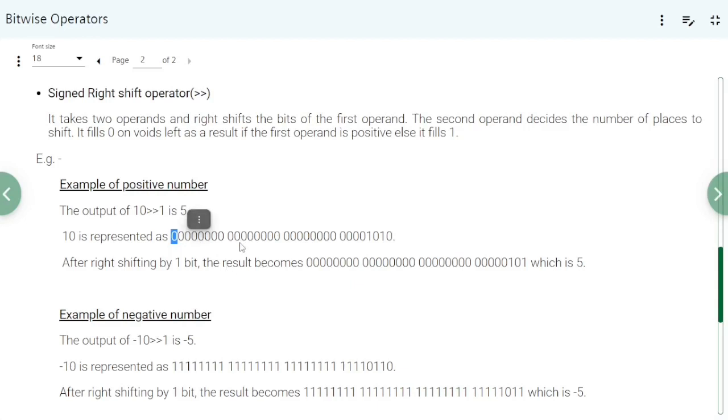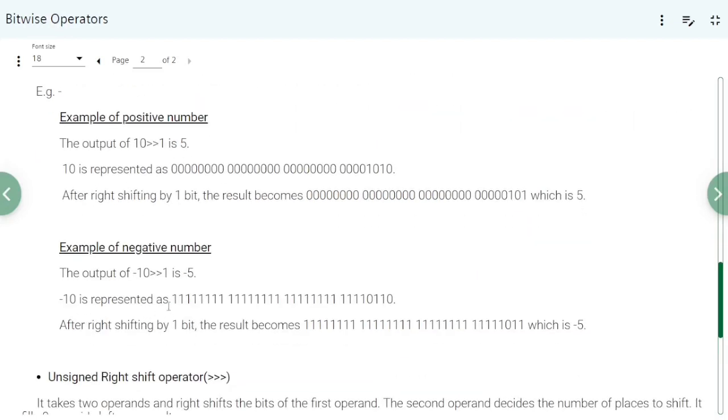I'm not going into much detail because this video can become very long if I talk about how to represent negative numbers in binary. So I cannot explain it fully right here, but I'll give you a brief overview of it.